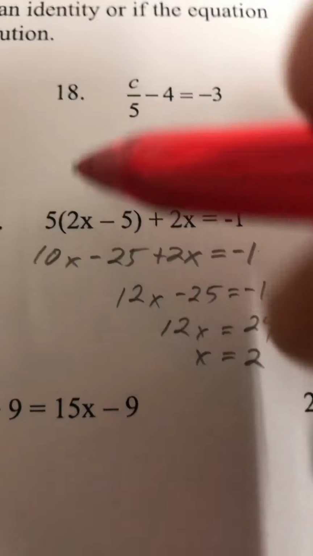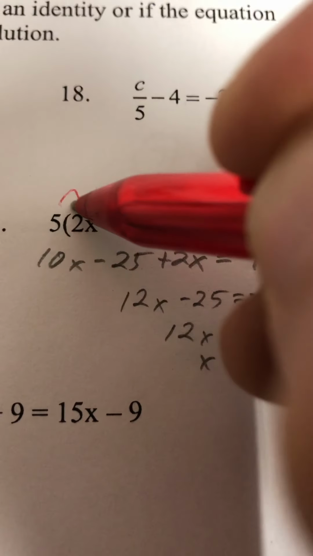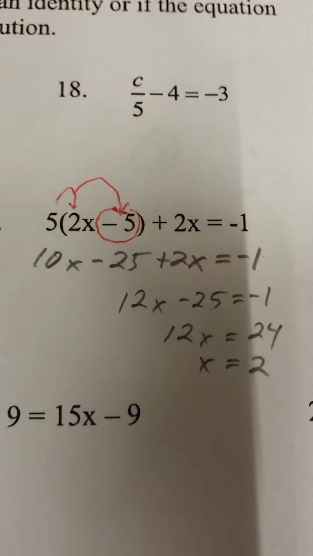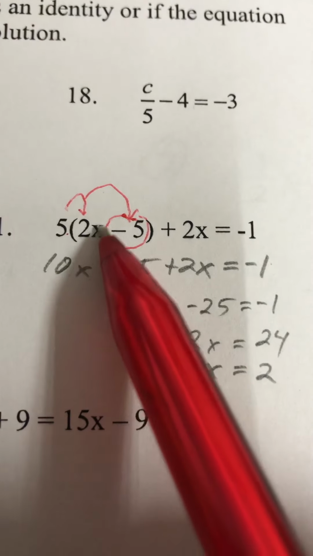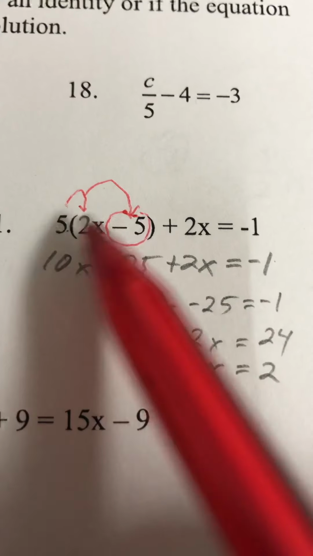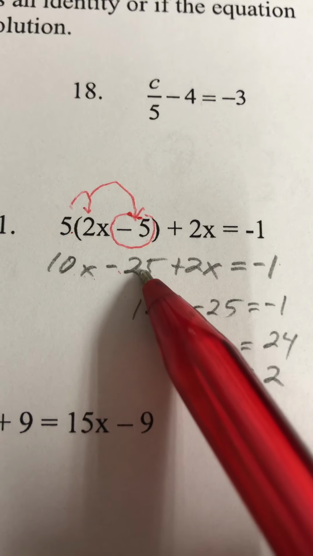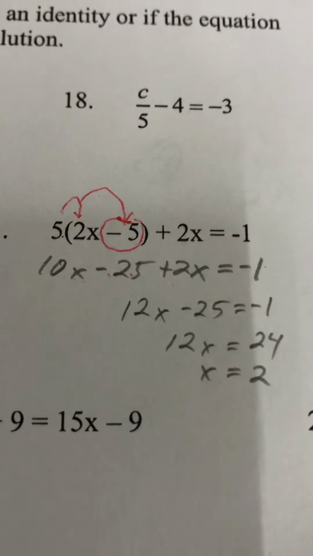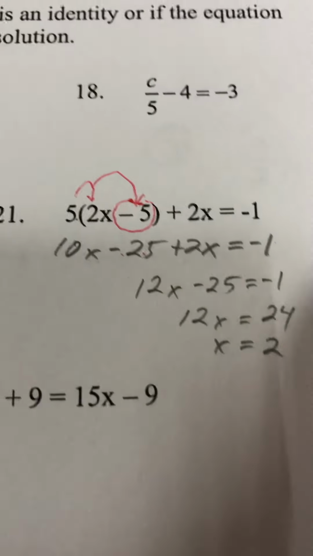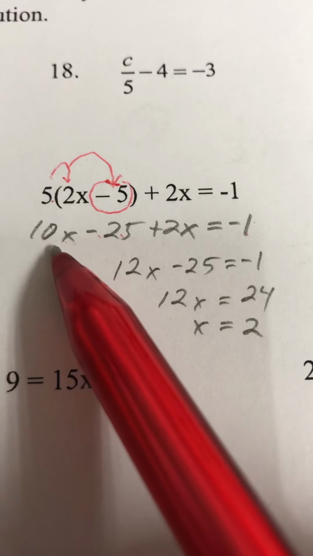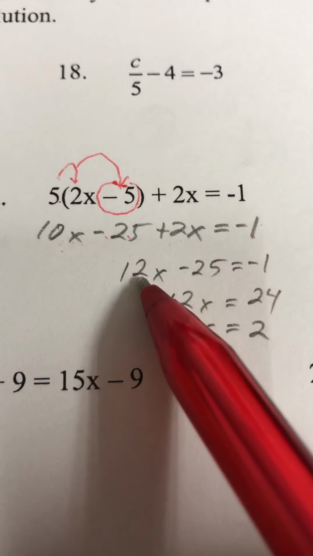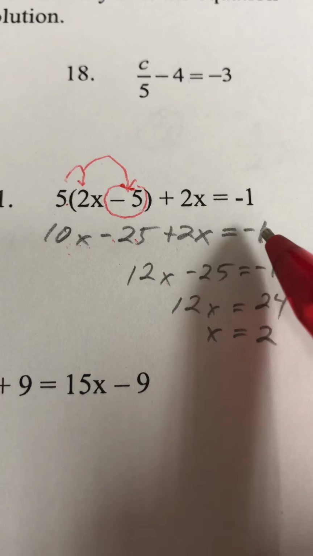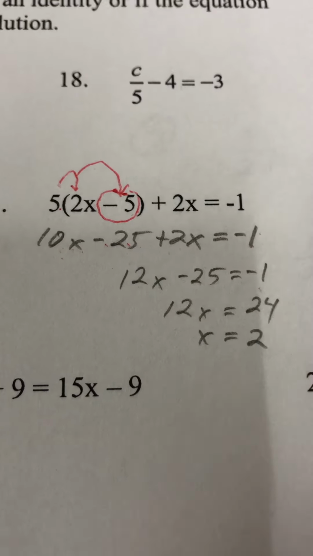I'm using the distributive property. So I have 5 times 2, and I have 5 times a negative 5. So 5 times 2 is 10. There's an x with it. 5 times a negative 5 is a negative 25, and I just bring this down, this down, this down, this down, because I did not deal with those yet. I need to deal with them in the future. I combine like terms. 10x plus 2x is 12x. I still have this negative 25 I have to deal with, this equals, and this negative 1.